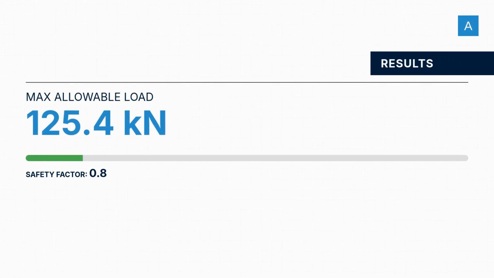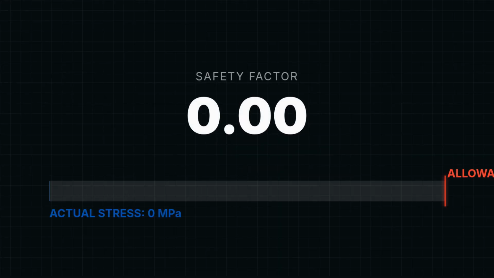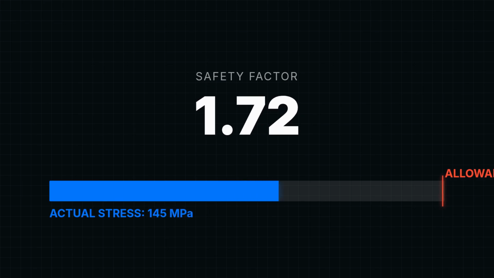The calculator determines the maximum allowable load based on your selected material's shear strength and ring geometry. It calculates the actual stress in the ring under your applied load conditions. The safety factor shows how much margin you have between the applied and allowable stresses.